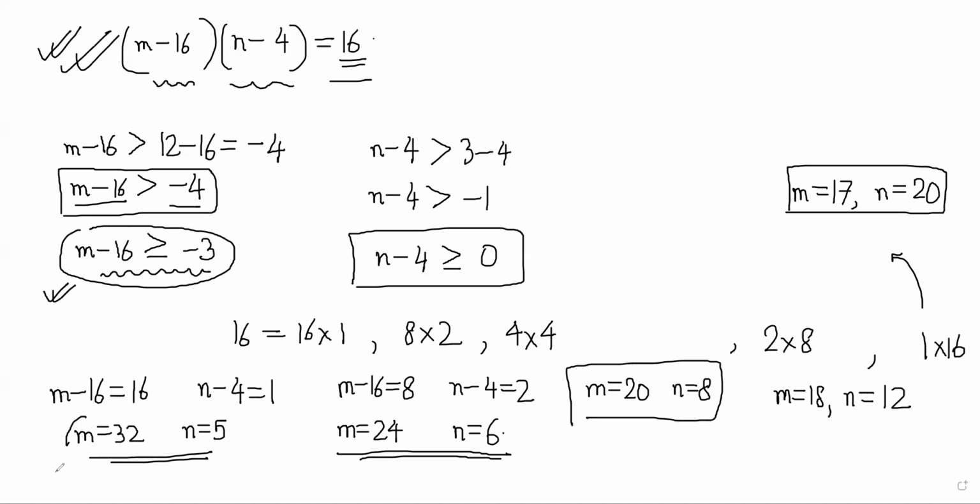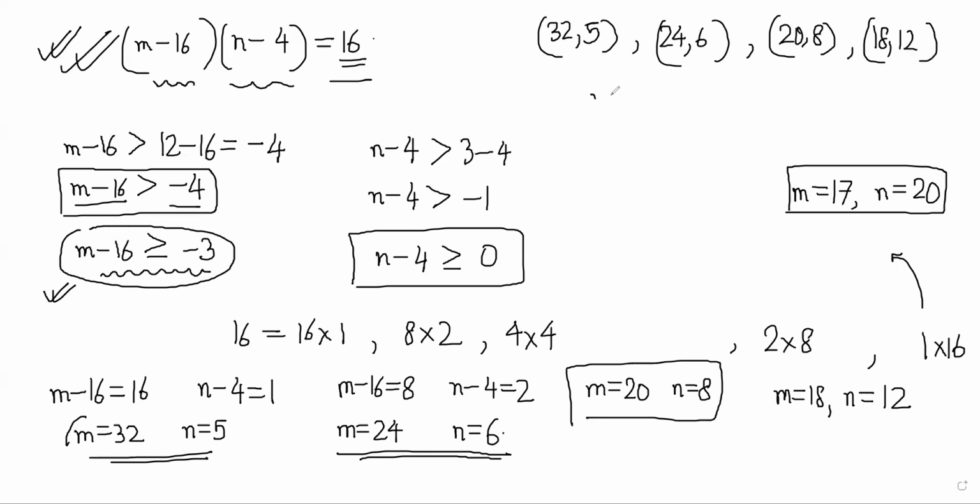But we also have to understand that the GCD and all should also be satisfied, right? So our possible answers are 32, 5, 24, 6, 20, 8, 18, 12, and also 17, 20. However, this is not the final answer because we have to check whether the GCD of m and n is equal to m minus 12 in all of these cases, and LCM is 4n minus 12.